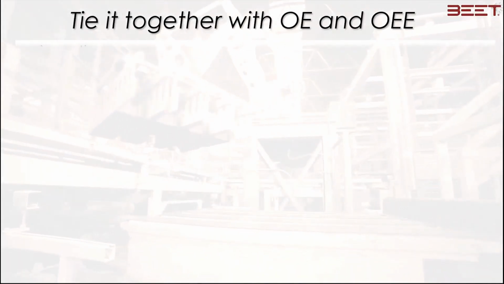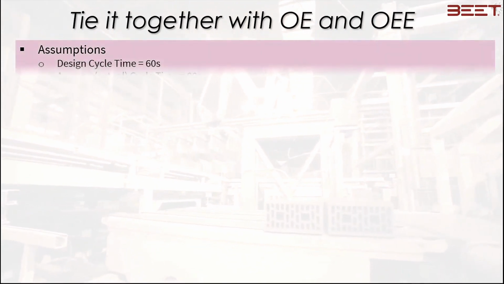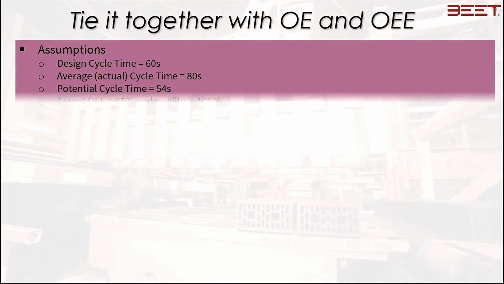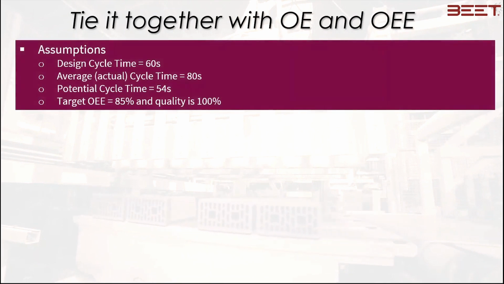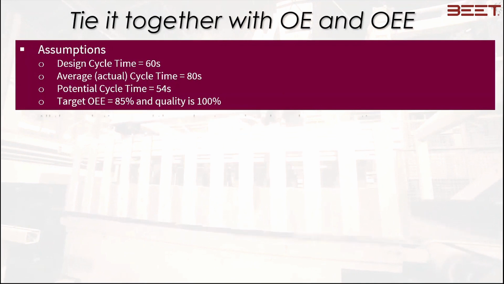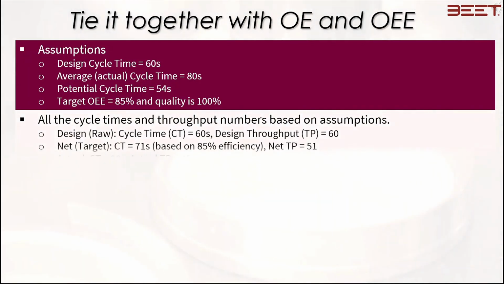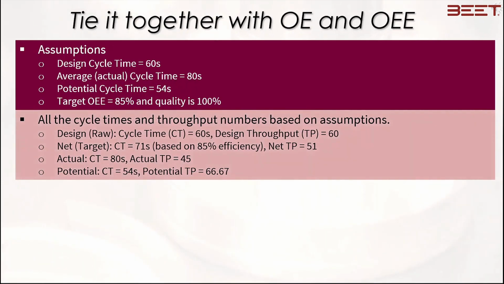Let's go through an example. Assuming these: design cycle time equals 60 seconds, average actual cycle time equals 80 seconds, potential cycle time equals 54 seconds, target OEE equals 85%, and quality is 100%. We can then get these. Design cycle time is 60 seconds, and design throughput is 60 jobs per hour, JPH. Based on the 85% targeted OEE, the net, or target, cycle time is 71 seconds, with corresponding net throughput at 51 jobs per hour.